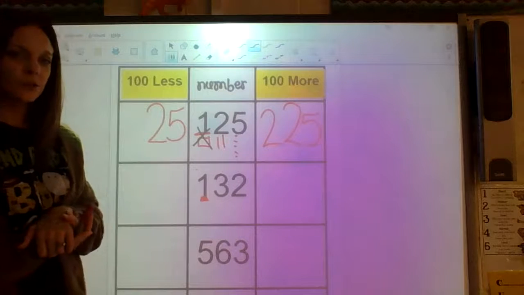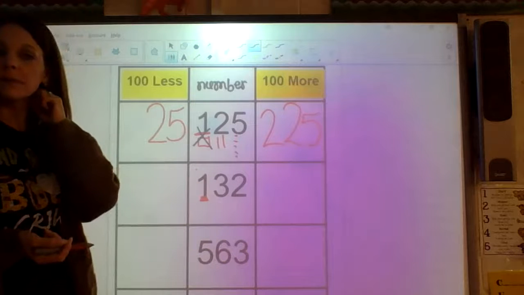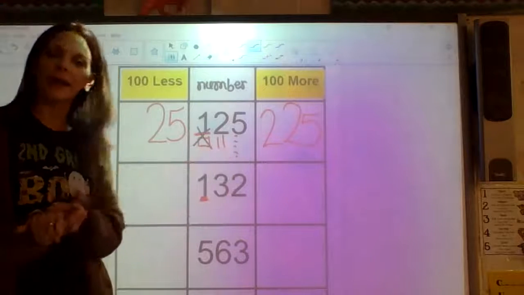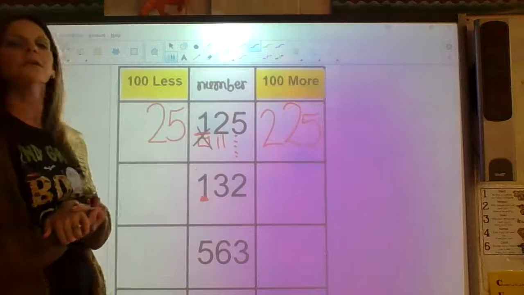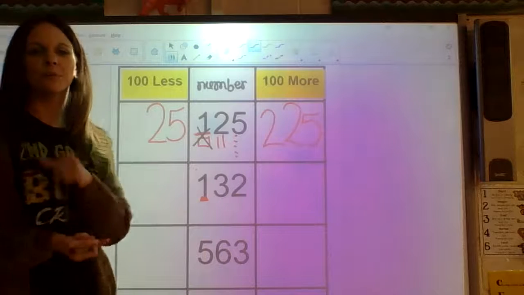What I would like you to do is try it out on your next few problems. Push pause, give it a try. If you need to draw your base 10 blocks, go right ahead in your quick pictures to figure it out. And then when you're ready to check your answers against mine, you can push play again.